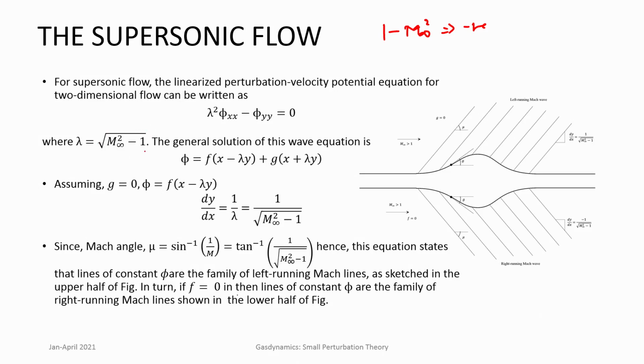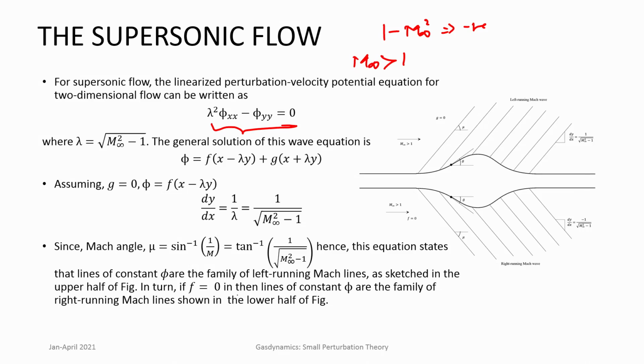This is applicable for flows which are supersonic, that is M infinity is greater than 1. So, now if you look at this particular equation, it is a wave equation. So, for a wave equation, the general solution is given by f of x minus lambda y plus g of x plus lambda y, where x minus lambda y and x plus lambda y represent specific lines in the domain along which there is a propagation of information. They are also called as characteristic lines.